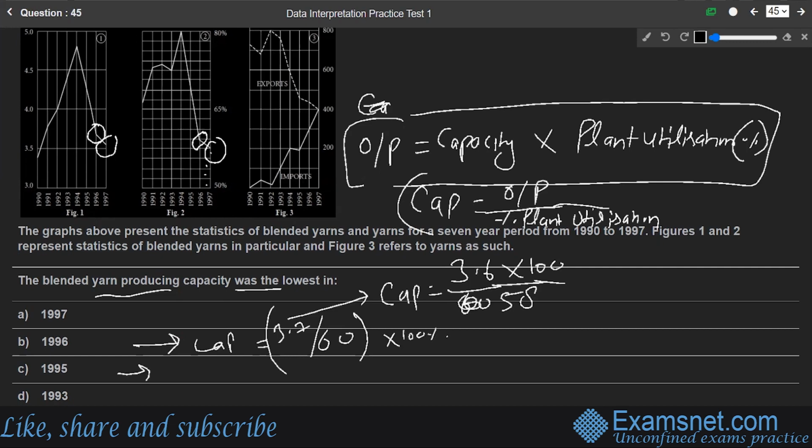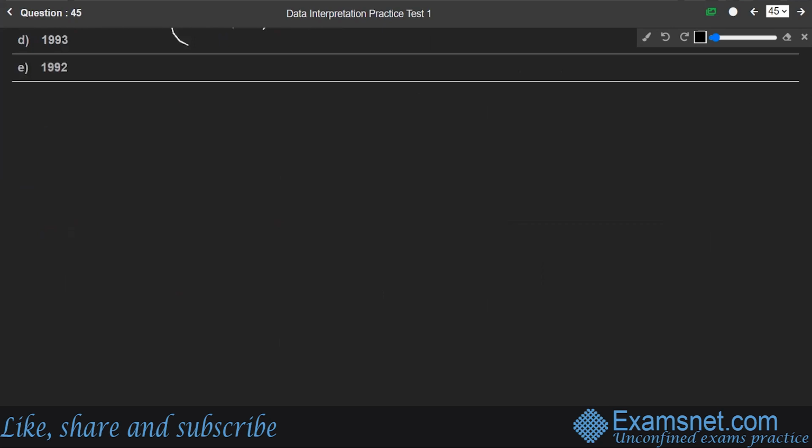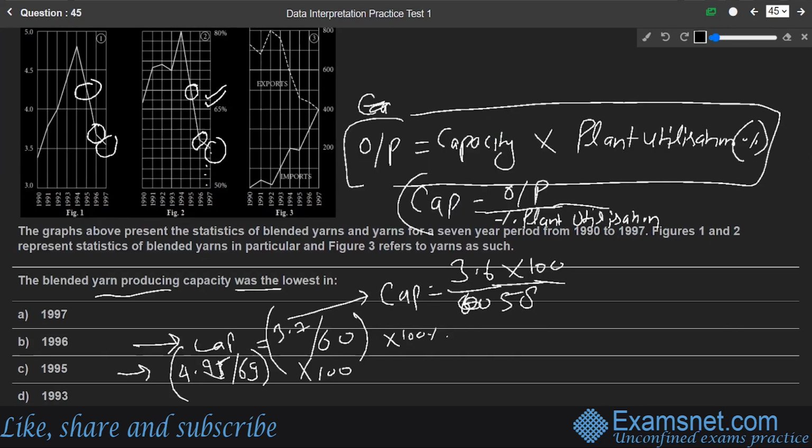Again, for 1995, the output value is somewhere between 4 and 4.5. So we can take it as 4.25, divided by the plant utilization in the year 1995, which is somewhere here. If each square block represents two units, 2 plus 2 is 4. So it has to be 65 plus 4, that is 69, and obviously into 100%. For option D, that is 1993, we can find out the same thing. So clearly we can write down all the values and then compare.